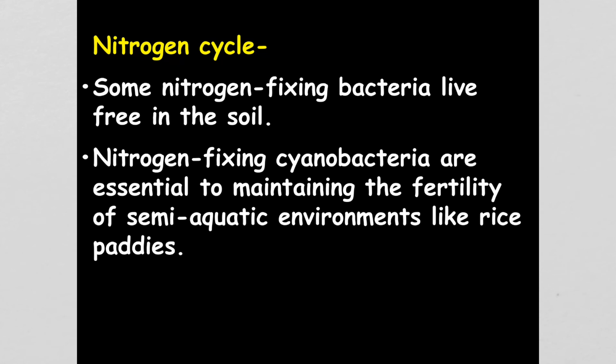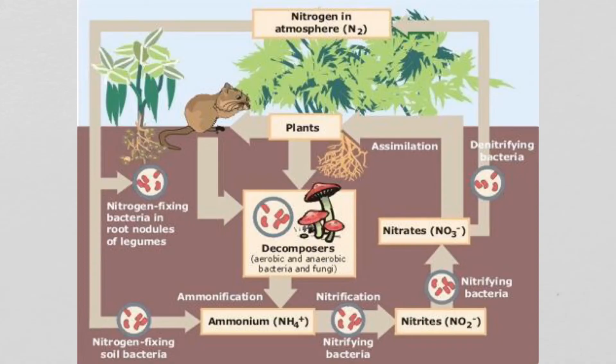Some other nitrogen-fixing bacteria also live just freely in the soil. And there's a type of cyanobacteria that can fix nitrogen as well, and they are found in semi-aquatic environments. If you remember, cyanobacteria, they're kind of similar to algae. They're photosynthetic, but they can also fix nitrogen. So rice paddies, some other semi-wet or aquatic environments depend on the nitrogen-fixing capability of cyanobacteria.